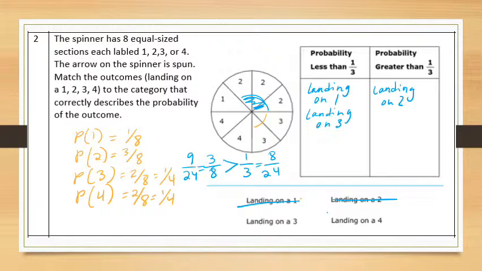than 1/3. And landing on a 4 is the same as landing on a 3. So we're also going to put that in the less than 1/3 column. There's a whole lot of different ways you could have approached this problem, so definitely feel free to be ready to share some strategies that you came up with to make sense of it.